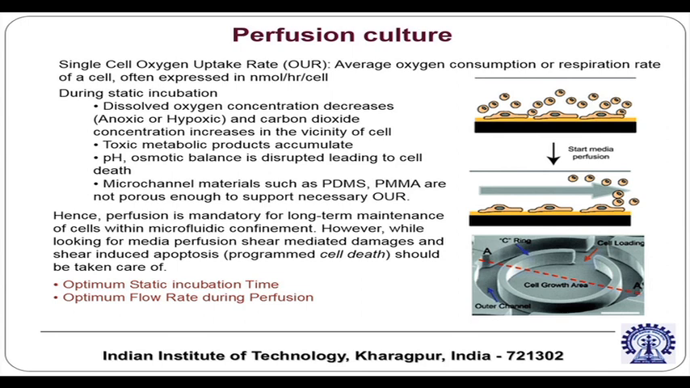So if there is no fluid flow in a cell culture system, then dissolved oxygen concentration decreases and carbon dioxide concentration increases in the vicinity of the cell. This is because of lack of oxygen supply. Toxic metabolic products accumulate, pH and osmotic balance is disrupted, leading to cell death. So if you are trying to culture cells without giving rise to cell death, then obviously it is a matter of concern. So why do you need to culture cells? Because you intend to study some biological aspects of the cell.